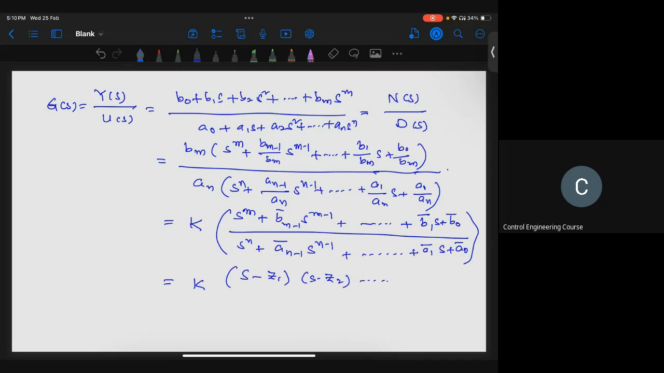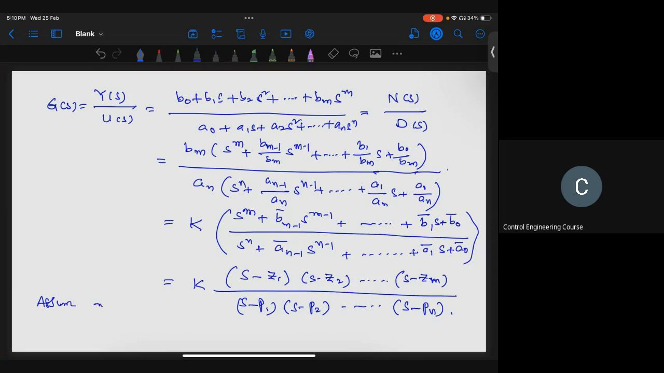Okay, etc. How many? M terms. Similarly, in the denominator I can put s minus p1, s minus p2, etc., s minus pn. So assume that m is less than or equal to n.